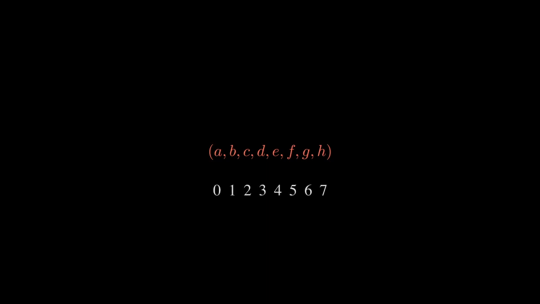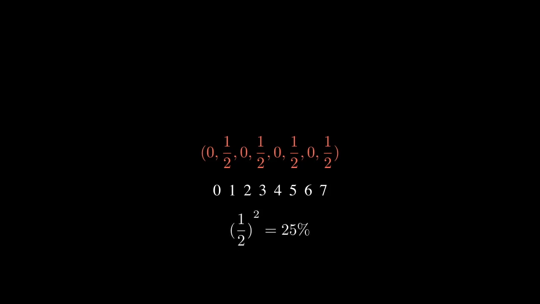Which value we get is random, and the probability of getting any one result is given by the square of the corresponding entry. For example, the probability of getting result 3 is given by d squared. If we have this vector, then the probability of results 1, 3, 5, and 7 are each 25%.